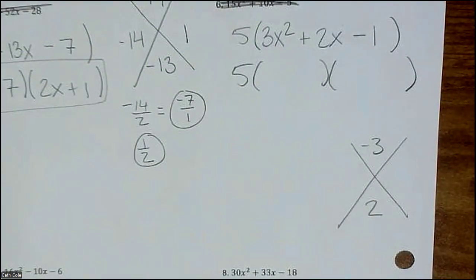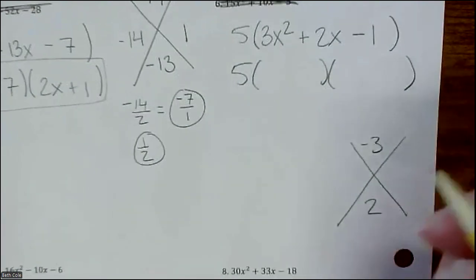Now, what numbers multiply to be 3? You don't have an awful lot of choices there. Get 3 and 1. Wait, question. Go ahead.